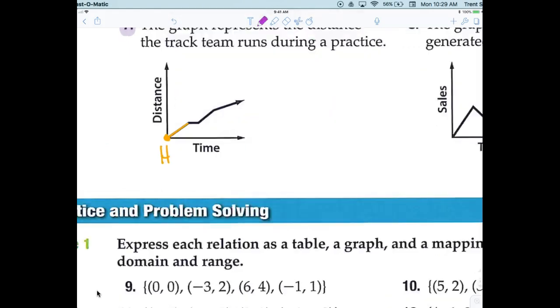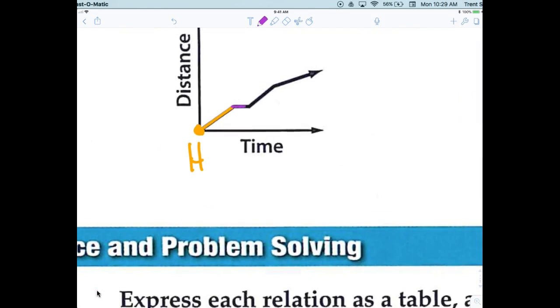Now, I want someone who's paying attention to tell me what's going on from here to here. What had happened? Yeah, the traffic took a break. You hit traffic, and all of a sudden you came to a what? Stop. Because your distance isn't increasing, staying the same. So the interpretation could be you hit traffic and now you're completely stopped. There was an accident or something. Is everybody good on this?